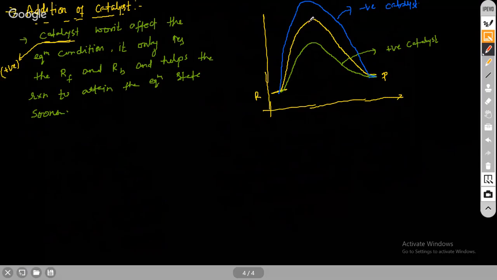This is the decrease in activation energy with positive catalyst, and this is the increase in activation energy. So when this value decreases, the rate of forward reaction will be more, and the rate of backward reaction will also be more. But when this value increases, the rate of forward reaction will be less. You see, large is the energy difference here. So the rate of forward and backward reaction both will decrease in that case, and hence the equilibrium is attained after a long time. That's the meaning.